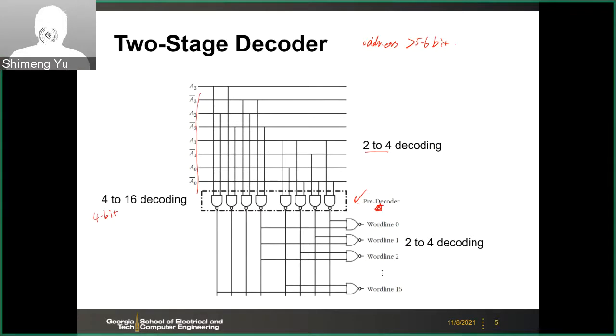And typically in our memories, because our array size is large, like 64, that means you have 6 bits already. 128 is 7 bits, 256 is 8 bits, or even 1000 by 1000, like 10 bits by 10 bits. Then definitely you need to use a 2-stage decoder to do that.